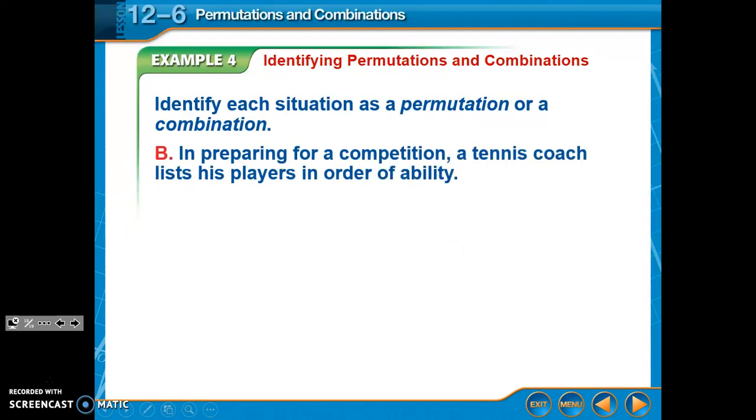Okay, this one here. In preparing for a competition, a tennis coach lists his players in order of ability. In this case, does the order matter? Yes, because he wants to put them according to their skill. He wants to put them in an order. You can't have somebody that's really good at serving before or after somebody that can't serve for the life of them, so they can't win a game, right? He wants to see them in order based off of their skills. So this one is going to be a permutation because the order matters.